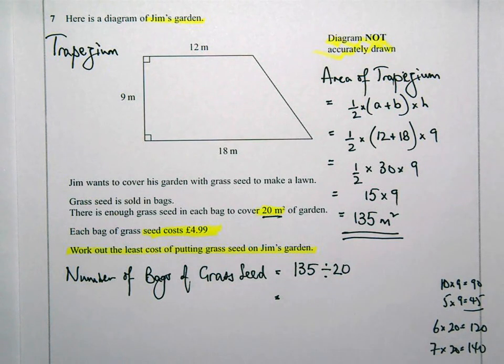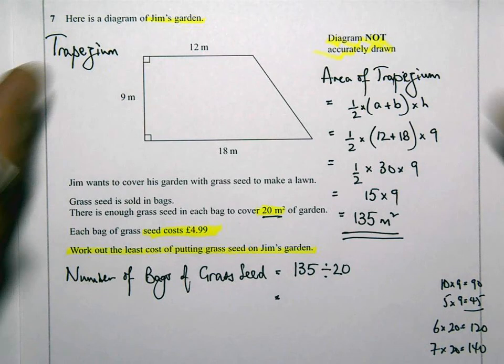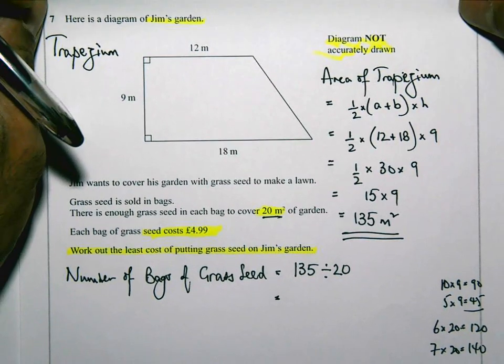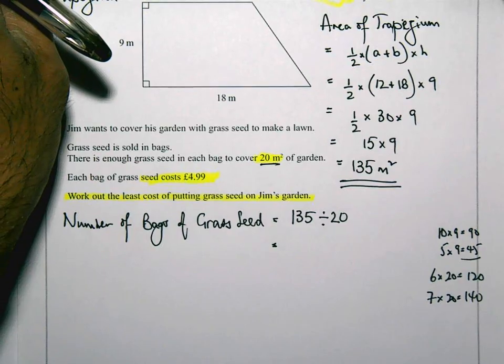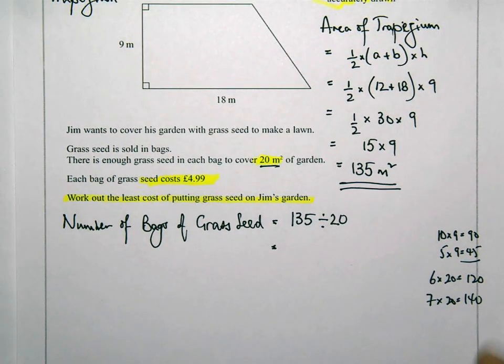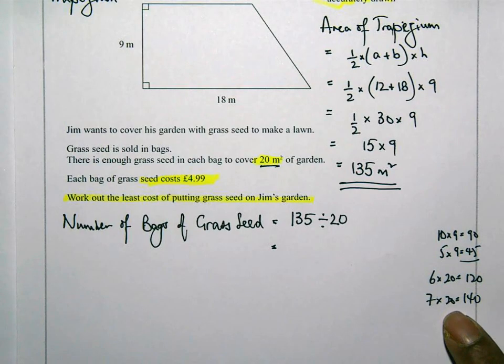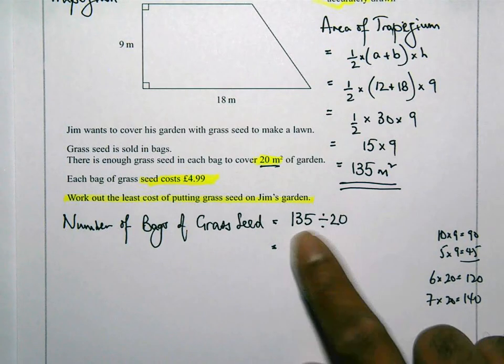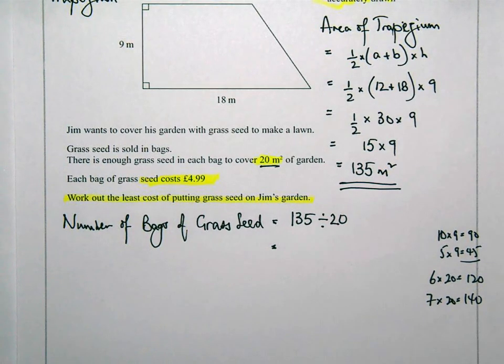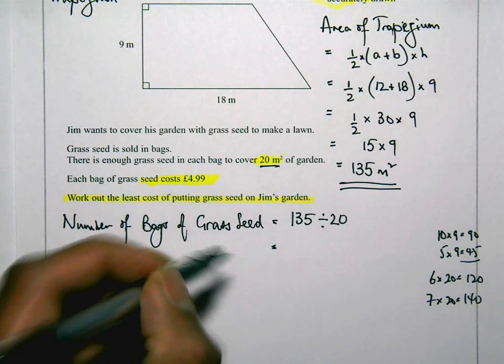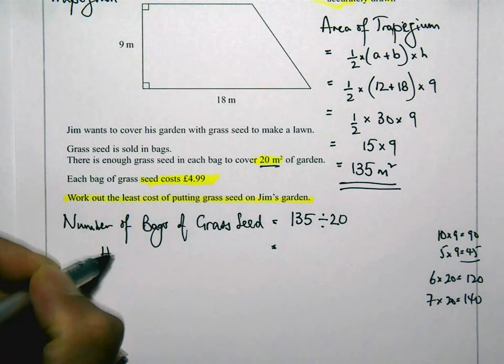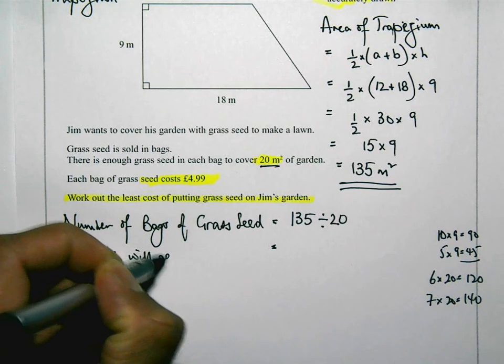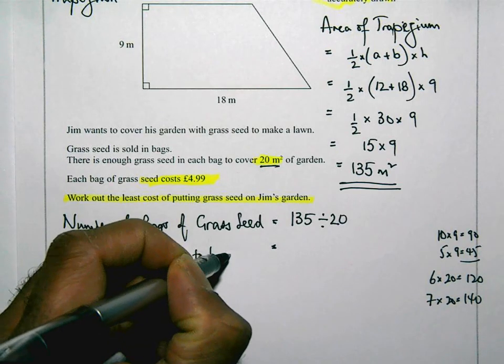So what does that mean now? That means that if he buys 6 bags, he's not going to be able to cover the whole lawn. If he buys 7 bags, he'll have more than enough. If he buys 7 bags, they would cover 20 meters squared each. So 7 times 20, 140. So he'll be able to cover more than the 135. So he will need to buy 7 bags.